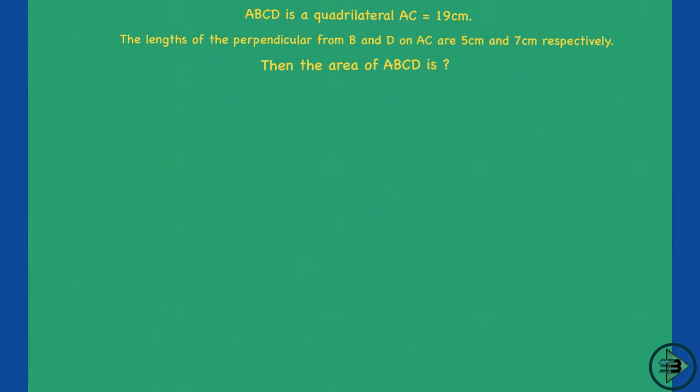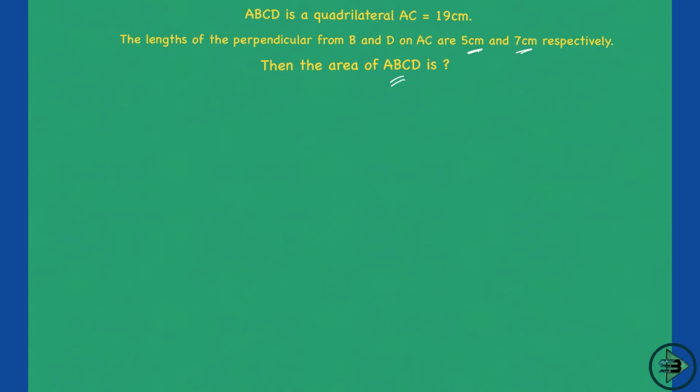Let's see a problem on any quadrilateral. Okay, any quadrilateral means it is any quadrilateral. So let's draw. ABCD is a quadrilateral such that AC is 19. The lengths of the perpendicular from B and D on AC are 5 centimeter and 7 centimeter respectively. What is the area of ABCD quadrilateral? Okay, so we know that it is half into, I told you, the diagonal into the sum of the perpendiculars drawn from the opposite sides.